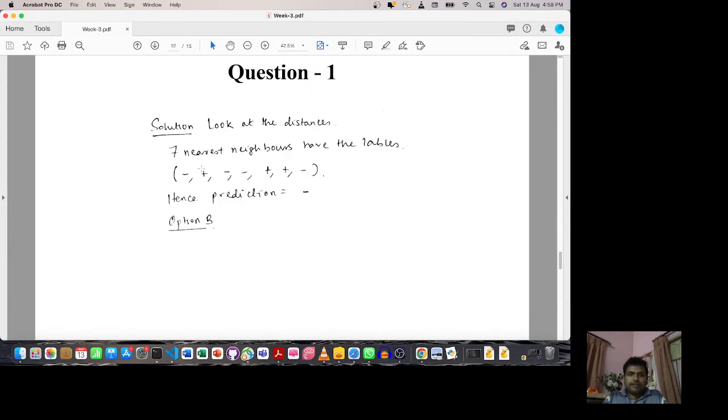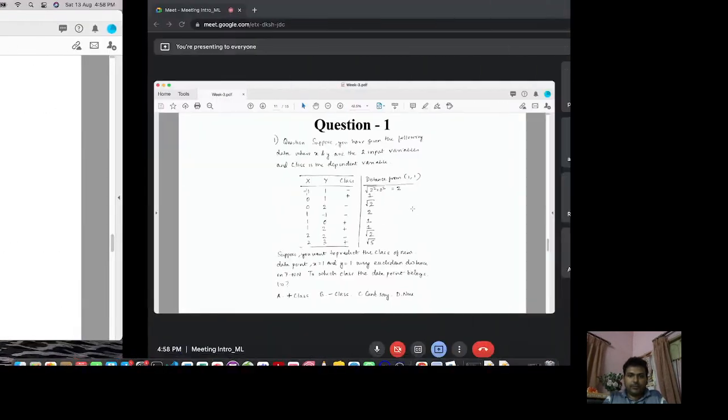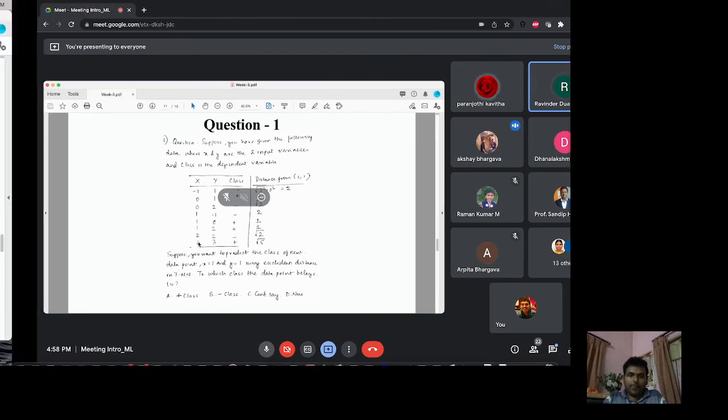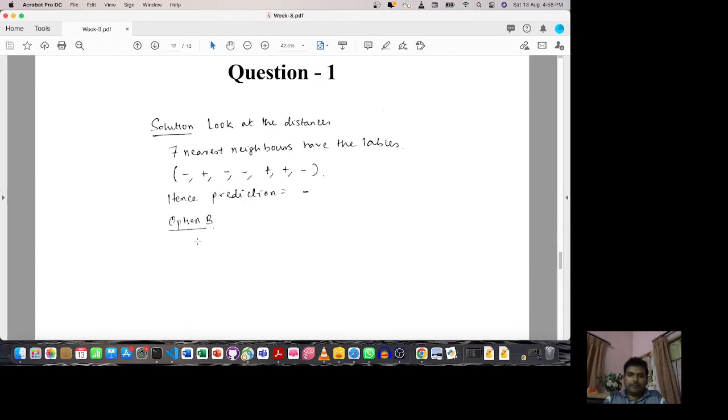So look at the distances. The 7 nearest neighbors will have the labels of plus, minus, and so on. Can somebody say which class the data point 1,1 will belong to? You can look at the first 7 classes and tell me. 1, 2, 3, 4. Minus. Correct. So it will belong to the negative class. So this is a pretty easy question.